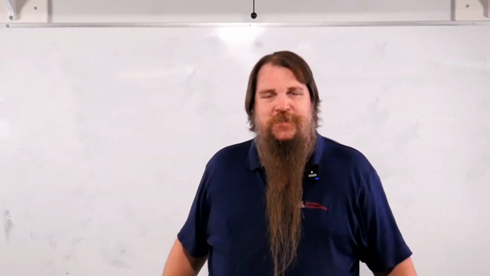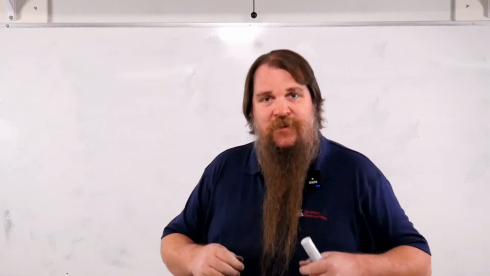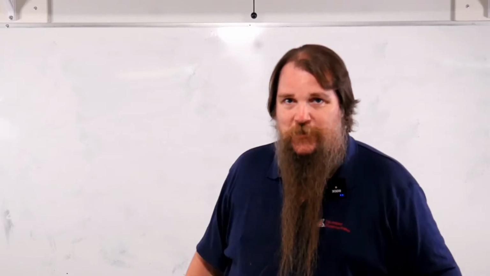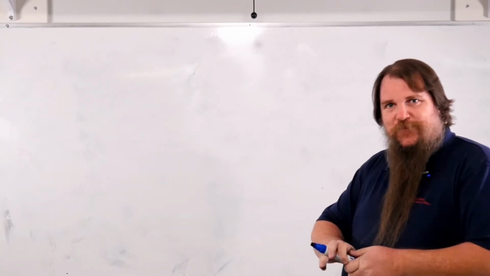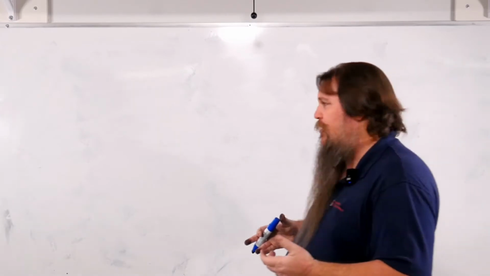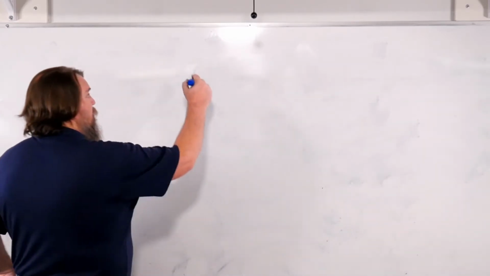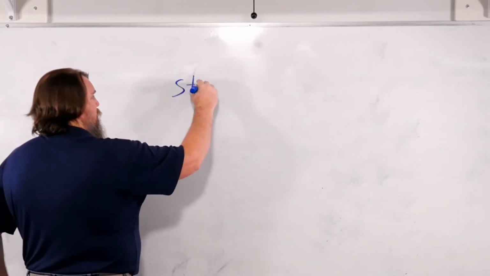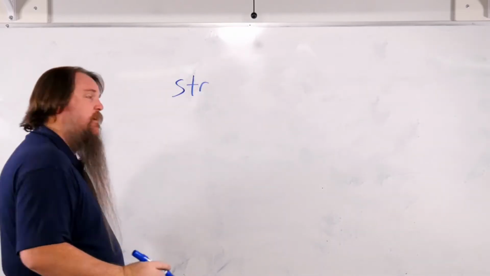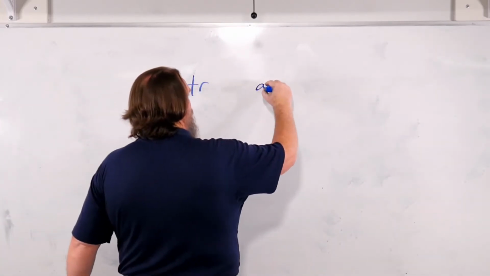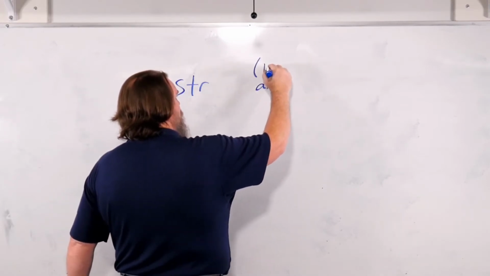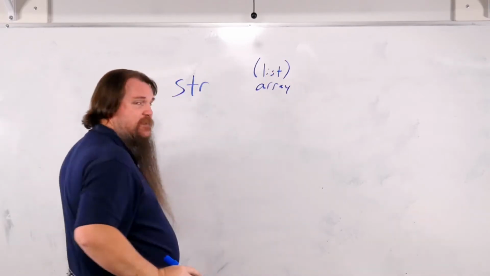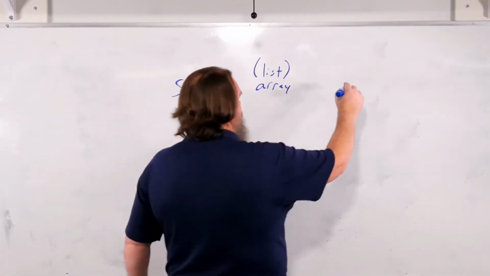Welcome all. This video is about indexing, slicing, and concatenation. Now in Python, we've talked about three different types that look more or less like arrays. We've talked about strings, we've talked about arrays, which remember that's what Python calls a list, and we've talked about tuples.